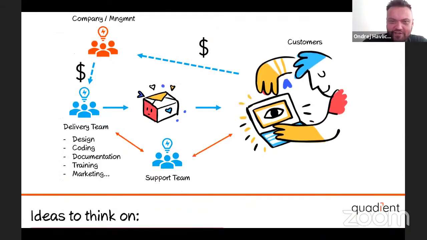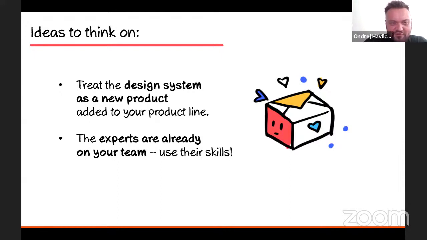So let me summarize this part and give you some ideas to think on. When you start with a design system, one way could be, and it was for us, to treat the design system as a new product which you add to your product line. There's one more advantage to this. You don't have to assemble a dedicated team, because, as with a regular product, you can use the experts who are already there. You can use the developers, the designers, the tech writers. So this is how we started.